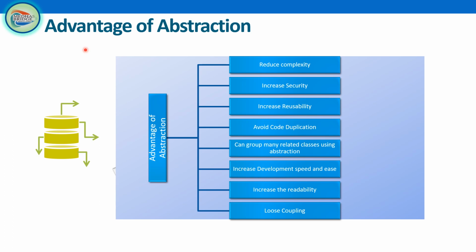What are the advantages of abstraction? Some of them are listed here. It reduces complexity, increases security, increases reusability, avoids code duplication, can group many related classes using abstraction, increases development speed and ease, increases readability and loose coupling, and many more.